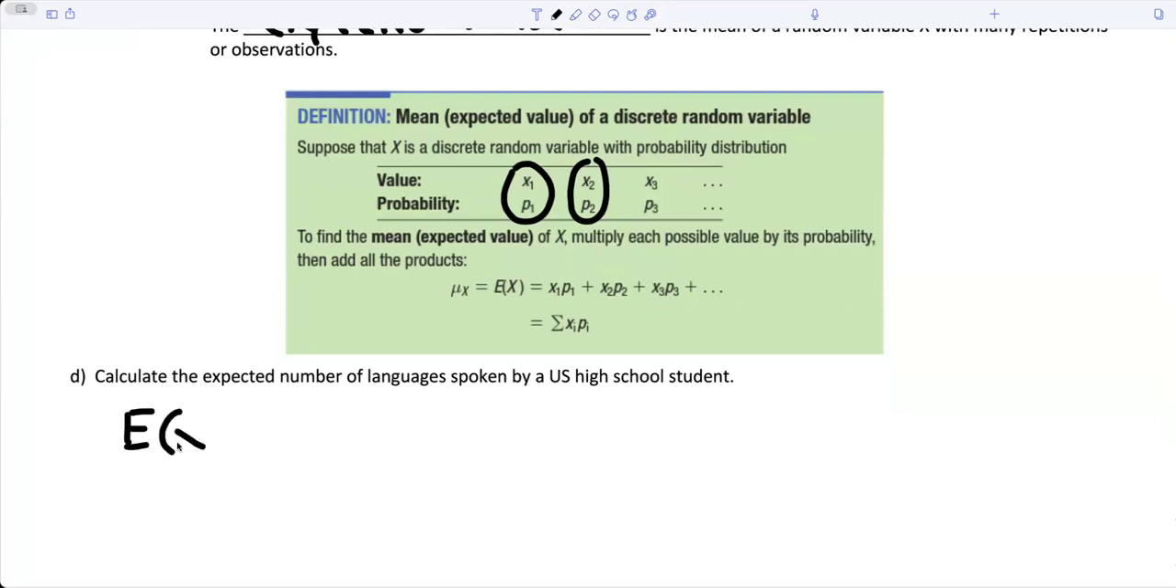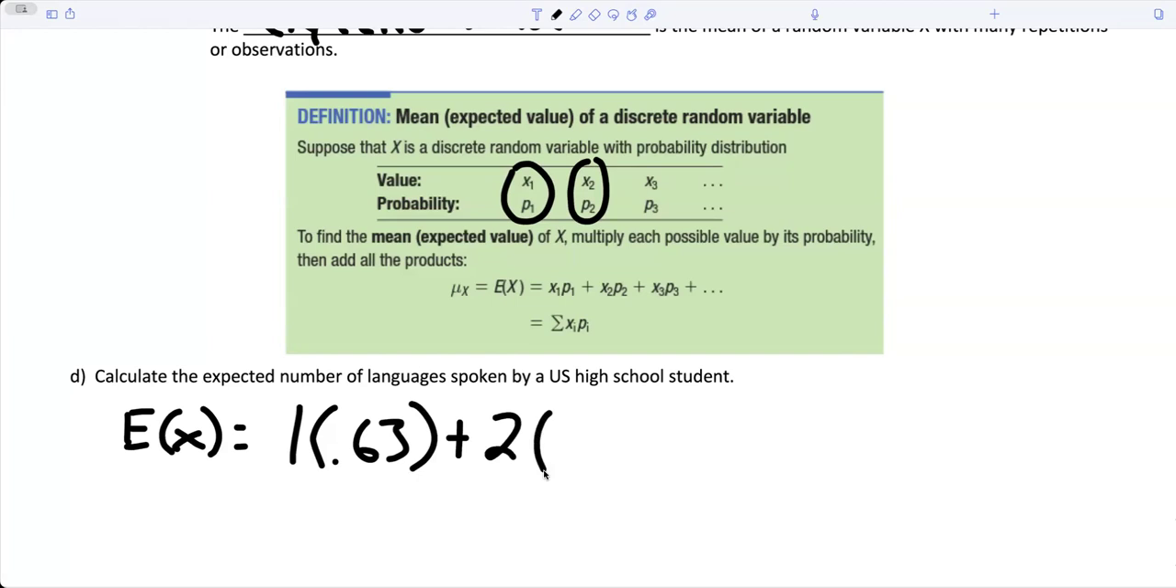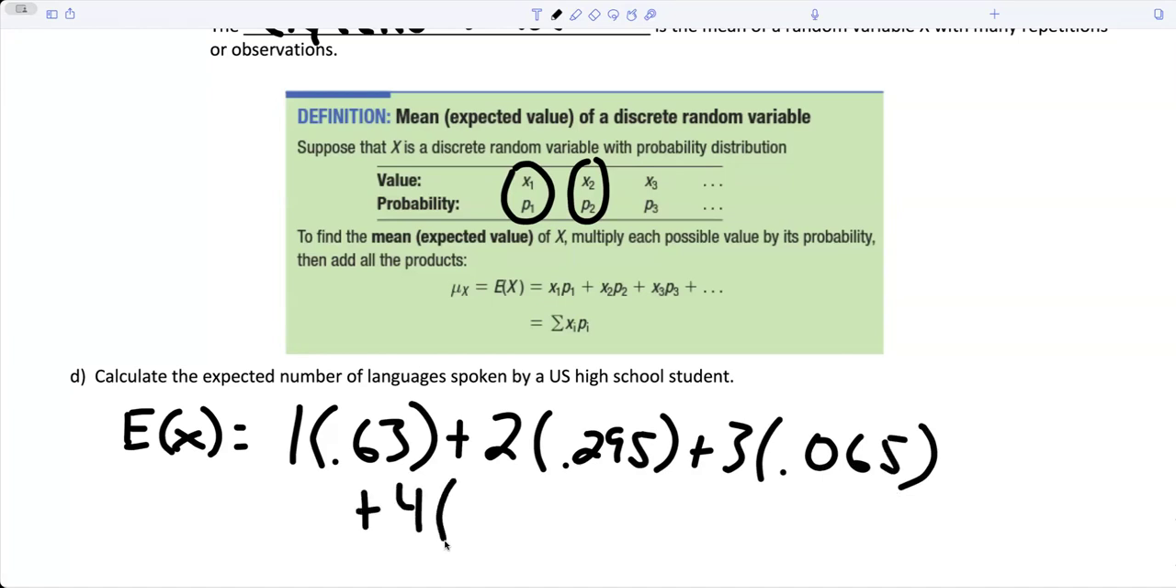Okay, so we want E of X. So we're going to take the first outcome, which is one language, multiply that by its probability, which is 0.63, plus the next outcome, which is 2, times its probability, which was 0.295, plus 3 times 0.065, plus 4 times 0.008, plus 5 times 0.002.